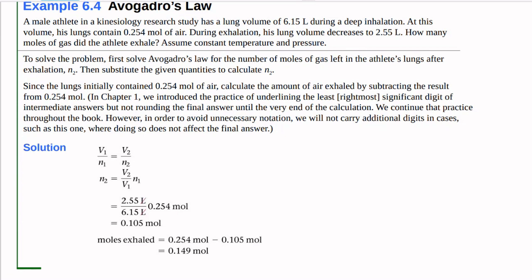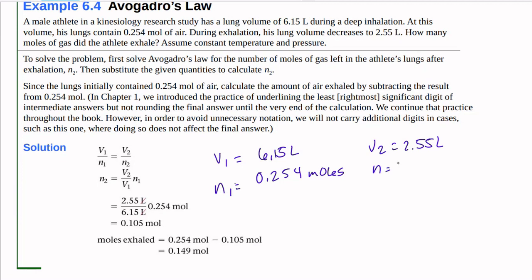So let's go ahead and write everything down. So we've got 6.15 liters and 0.254 moles. Okay, so that is our V1 and our N1. And then next we have V2 is equal to 2.55 liters. So we need to find N2.